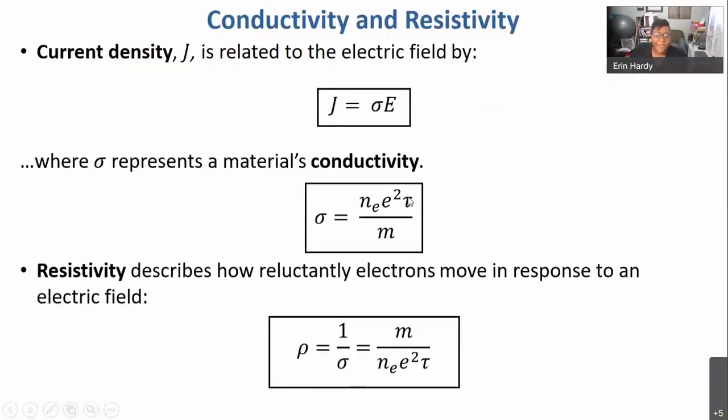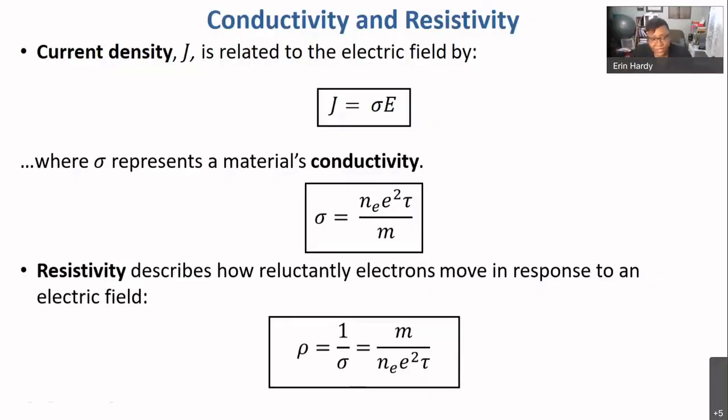Now, conductivity, if we think about when we first started to talk about insulators versus conductors, we knew that a material that was a poor insulator was a good conductor, and vice versa. Conductivity and resistivity describe a similar relationship.